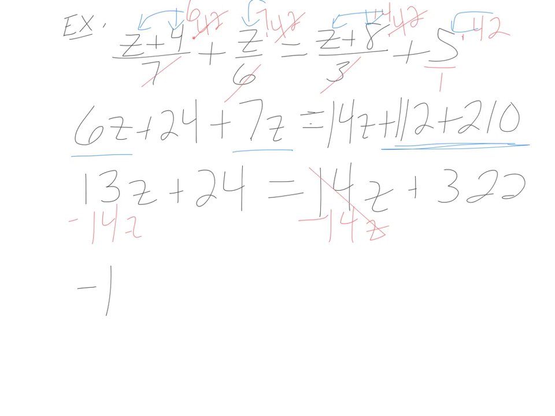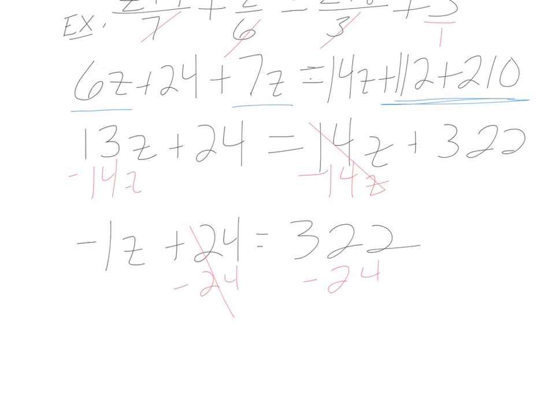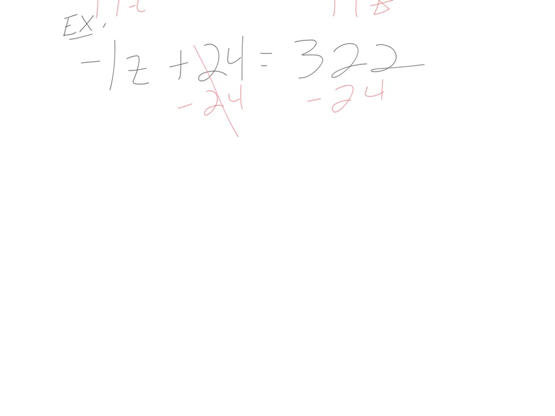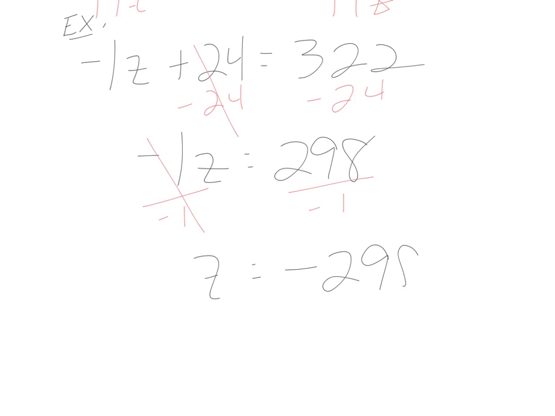Now we have negative 1z plus 24 equals 322. I'm trying to get the z by itself. Next step would be to subtract 24. Negative 1z equals 298. And divide by negative 1. Z equals negative 298.